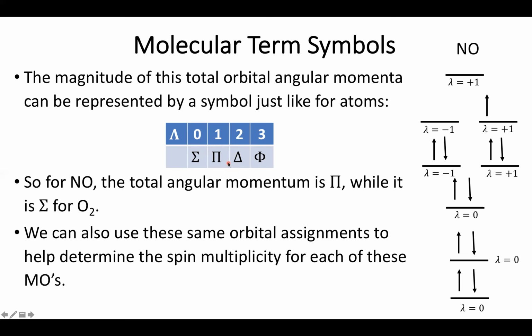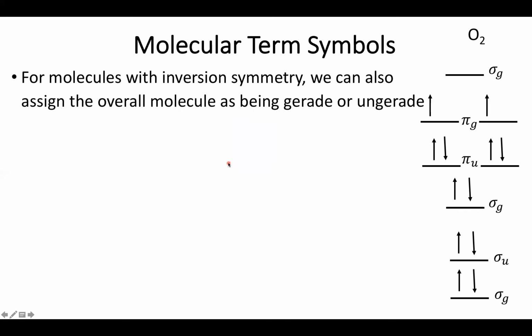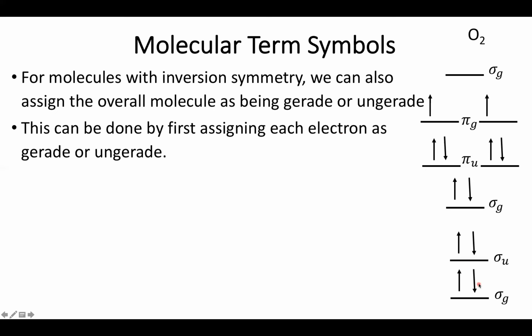So with this in our back pocket, let's go ahead and play around a little bit with some of my symmetry. Again, we're going to focus here on these partially filled orbitals as they have the most interesting results. We're going to try and assign the overall molecule as having Gerard or un-Gerard symmetry, being symmetric or asymmetric to inversion. However, in order to do so, we're first going to have to assign each of my individual electrons as Gerard and un-Gerard. Thankfully, we've already done this by describing our orbitals. Bonding sigma orbitals are Gerard, antibonding are un-Gerard. Bonding pi, un-Gerard, antibonding Gerard.